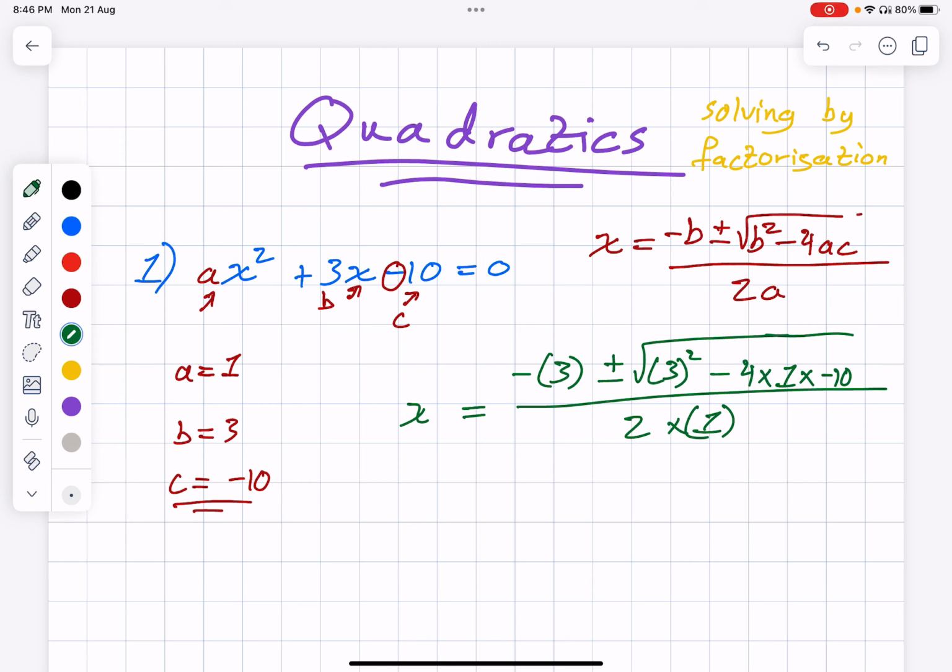If you put them all together, with a equal to 1, b equal to 3, and c equal to negative 10, you'll find that x is equal to 2, or x can also be equal to negative 5.